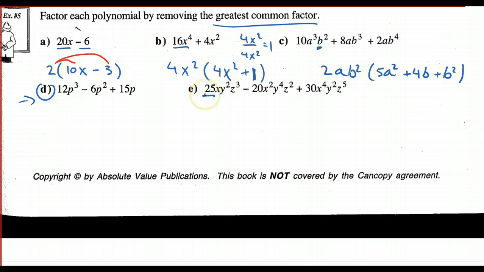All right. I have 25, 20, and 30. So the highest common factor is a 5. Okay, now I have an x here. X squared. X to the 4. X jumps out.